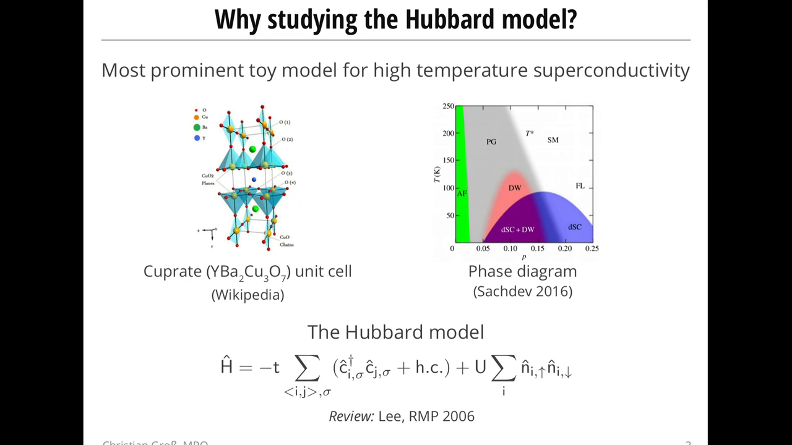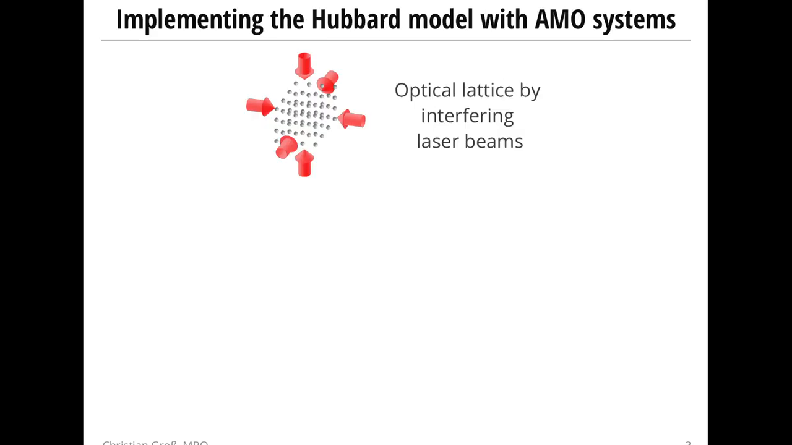What is really unclear in the superconductors is the exact nature and even which phases are there. In this phase diagram, somewhere in the vicinity of this superconducting dome, this DSC is D-wave superconducting. So this here is the phase diagram that is conjectured for the superconductors, and the question that we want to address with our quantum simulators is: can we find these interesting phases in this most simple, most prominent toy model, which is this Fermi-Hubbard model here. I'm going to explain the different terms on the next slide to give you a little bit of intuition.